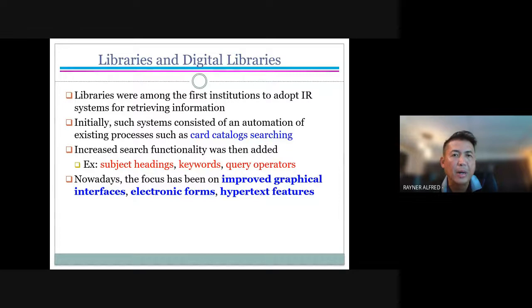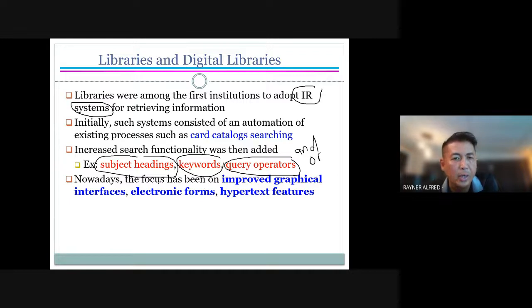And since then, libraries were among the first institutions to adopt the IR system, because when you look at our library at the moment, a long time ago, 20 years ago, we liked to keep everything in the library. We had physical books, but now we have all in digital format, e-copy of book, e-copy of journal, so it is easier to store and retrieve. Okay. So normally we use subject headings or keywords or query operators, for example and, or, and so on, in order to search for certain information.